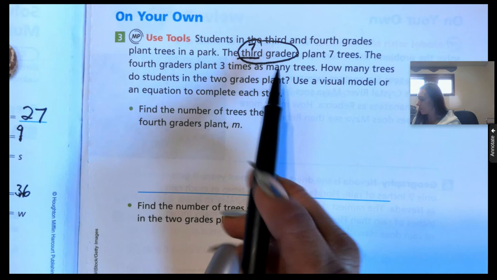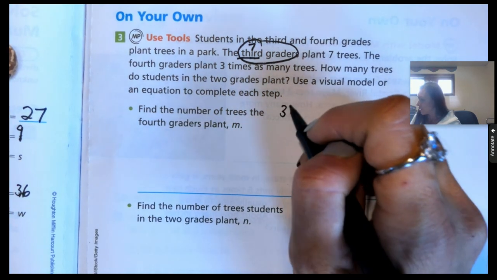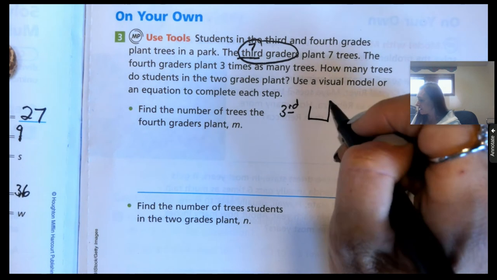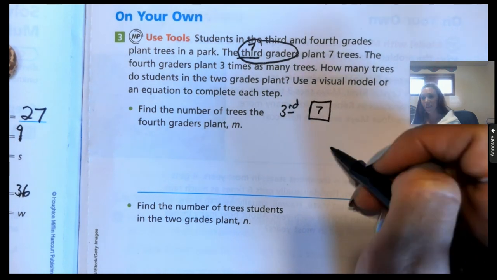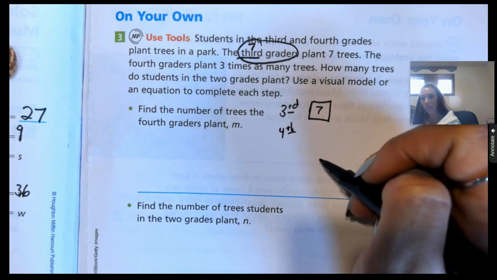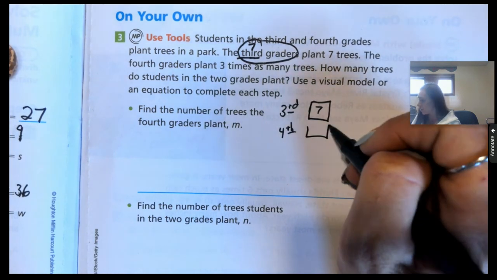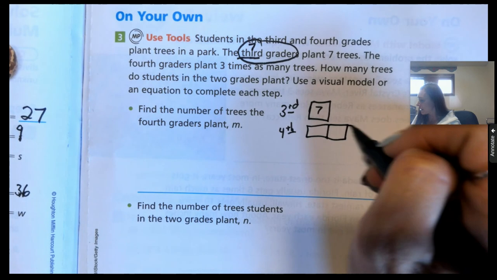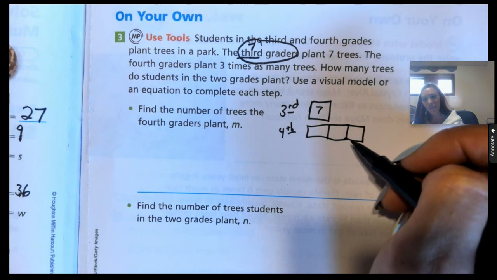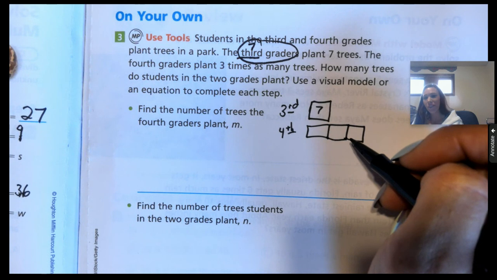Let's just label 3rd graders like this. And they planted 7 trees. We're trying to find out about the 4th graders, right? What did they plant? They planted 3 times as much. I bet you can figure out how many the 4th graders planted now once you do 3 times as much as the 3rd graders. Then once you figure that out, you'll be able to do this next part.